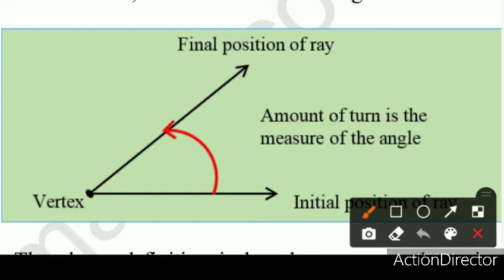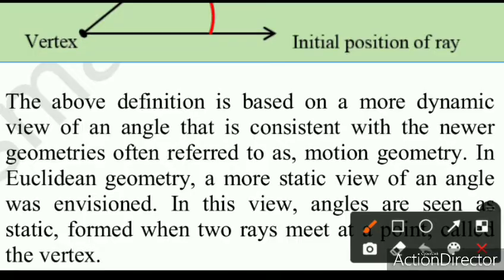Now the initial point of these two rays is known as the vertex. So this point is the vertex of the angle. The above definition is based on a more dynamic view of an angle that is consistent with the newer geometries, often referred to as motion geometry.